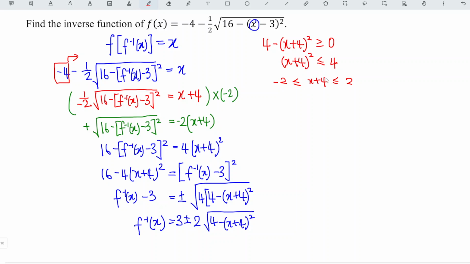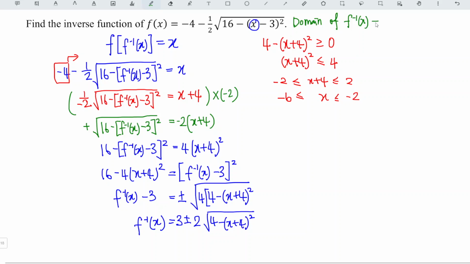For x plus 4, we minus 4 from the entire part. So minus 2 minus 4 is minus 6, and 2 minus 4 is minus 2. We cannot take this as the domain of the inverse function because we have to bear in mind that, according to the properties of functions, the domain of the inverse function is equal to the range of the function.